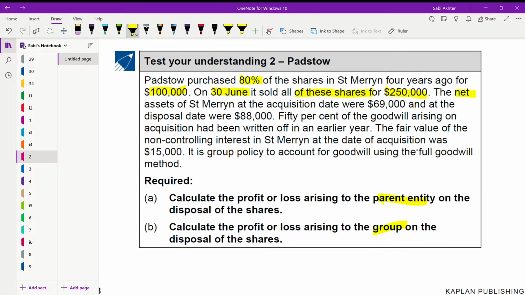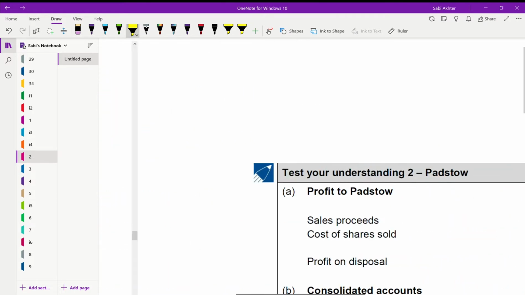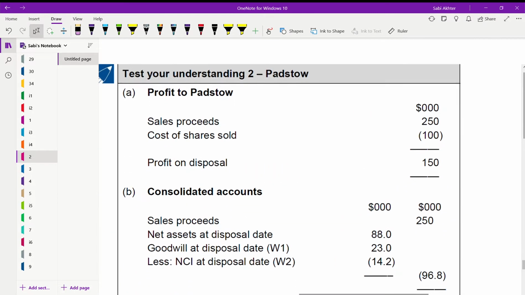The net assets at the disposal date were 88,000. 50% of the goodwill arising on the acquisition had been written off in an earlier year. That means impairment, 50%. The fair value of the NCI was 15,000 and use the full goodwill method. That means fair value of NCI. So now how do you find the profit and loss? Earlier we have discussed this in the illustration in part 2.